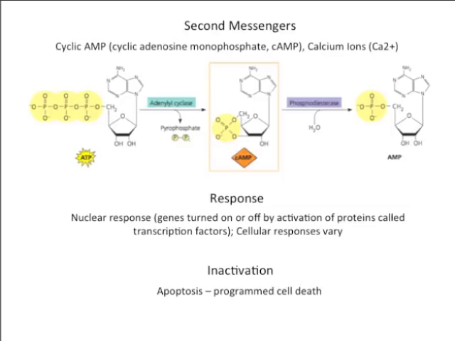Then we have calcium ions, so the response can vary depending on what system you're looking at and depending on what molecules. It's really anything your body or any organism will do because of these chemical reactions. So nuclear response, it can occur on a nuclear level, and it can also occur on an organismal level. So a nuclear response might be genes turning on or off by activation of proteins called transcription factors.